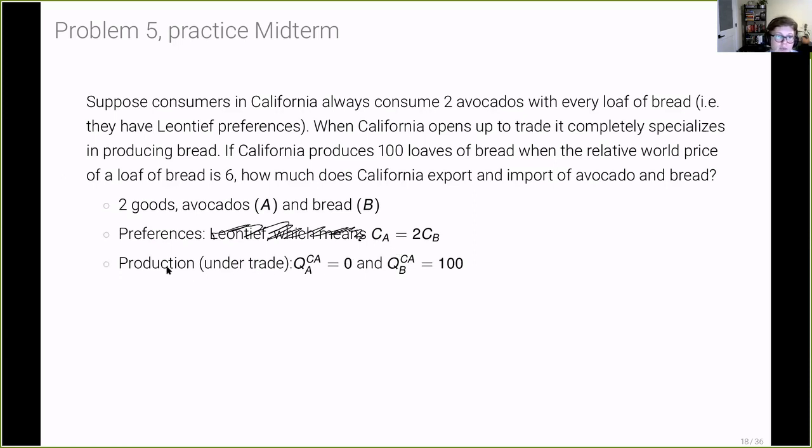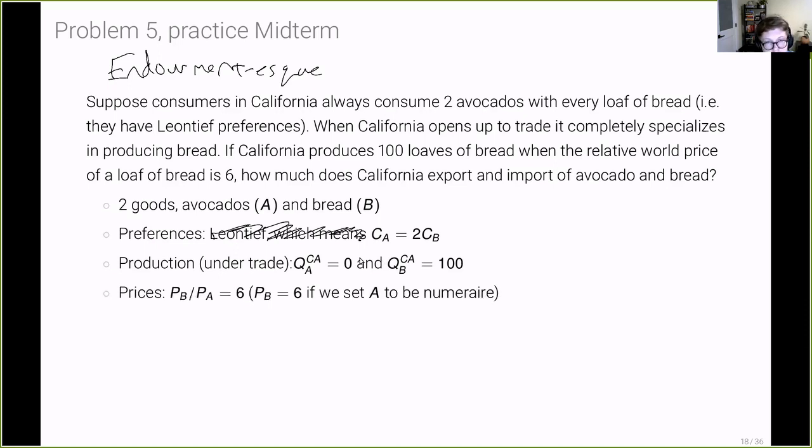So we know production under trade. In the context of this problem, production never changes. We're not given what the productivities of labor are in the various sectors or things like that. So in that sense, this problem is actually closer to the endowment model, because we're just endowed with a given number of goods. Anyway, what we're endowed with is that California has 0 avocados and 100 units of bread.